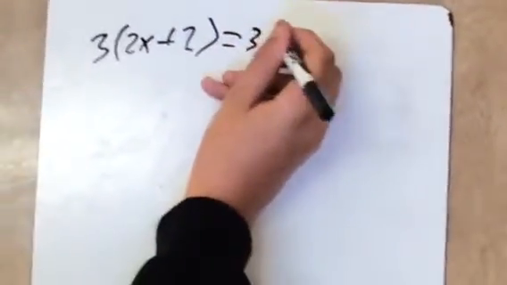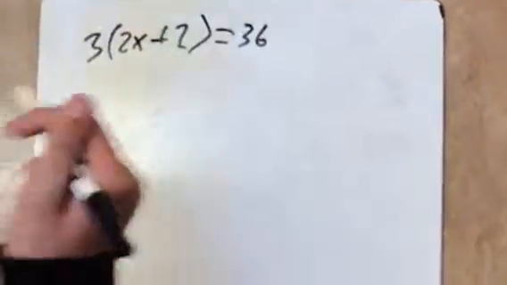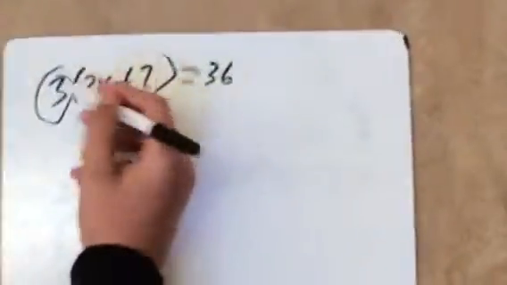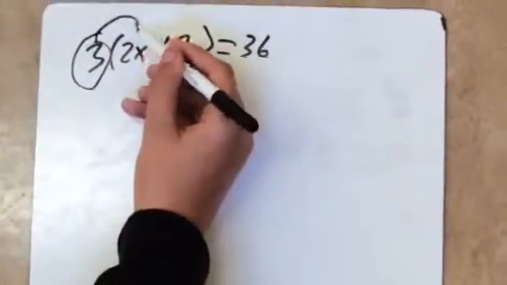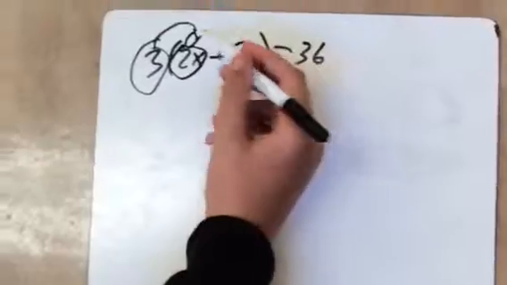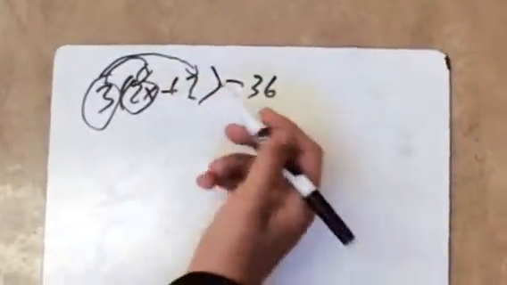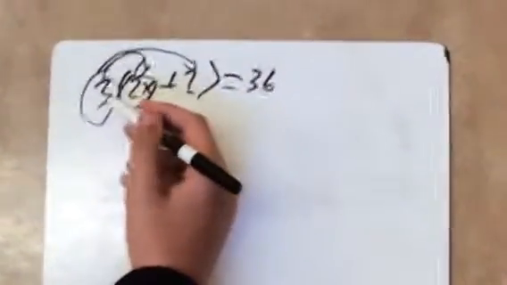3 times 2x plus 2 equals 36. And this is an example of a multi-step equation. So to solve this, first you would use the distributive property, which is basically just distributing the outside number, in this case 3, to both of the inside numbers, so you distribute the 3 to the 2x and the 2. And once you distribute it, that's pretty much just multiplying it.